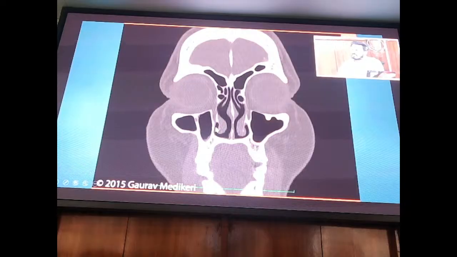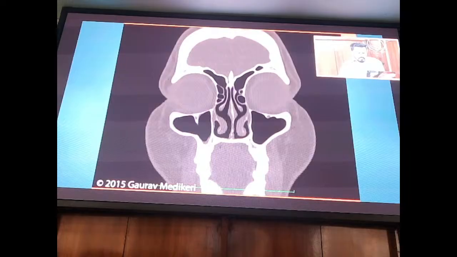So in such cases, of course, when you do a DCR, it will work because you are bypassing this duct and opening the sac directly into the nasal cavity. But you may not know the cause why. So check the entire length of the duct to understand why there is a block and where there is a block. Now you can see the opposite side also, the Hasner's valve has opened nicely.